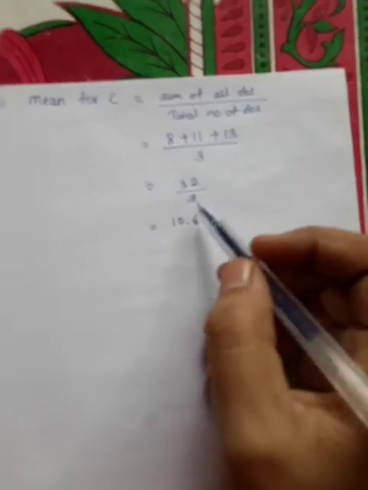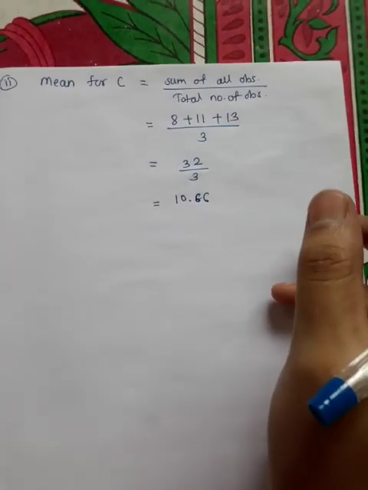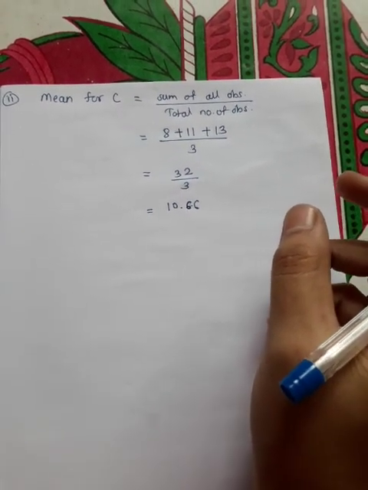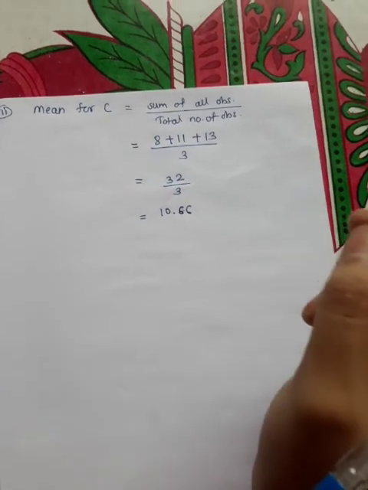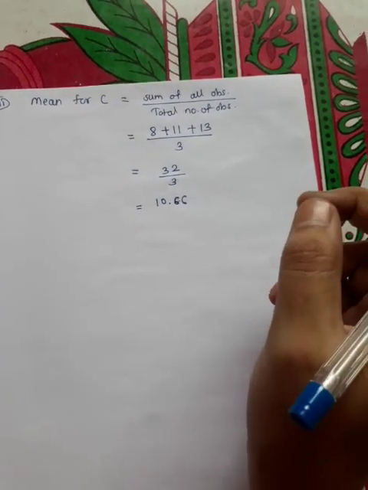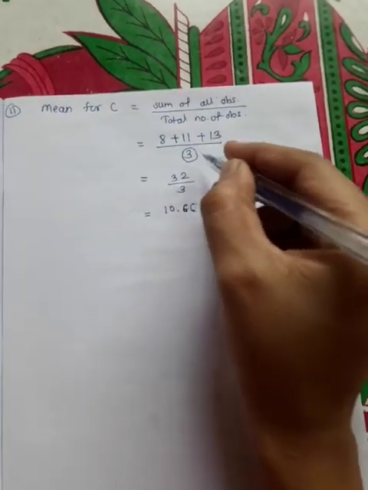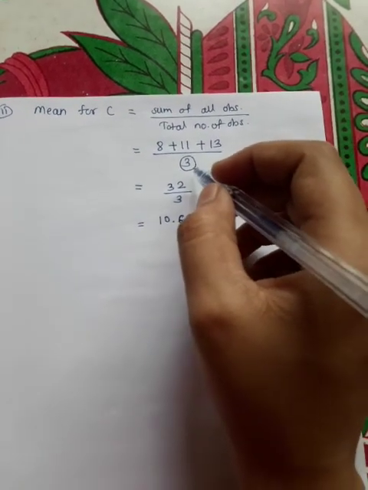So here we get the answer 10.66. But in sub question 2 they have asked: find the mean number of points per game for C. Would you divide the total points by 3 or by 4? Here we have divided by 3, so we divide by 3, not by 4.